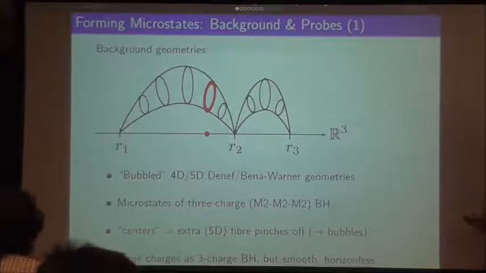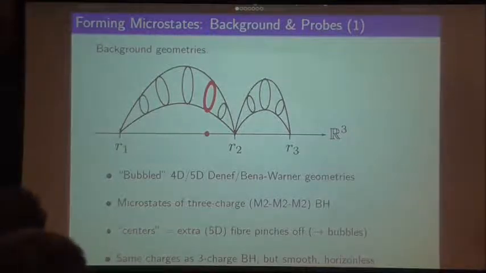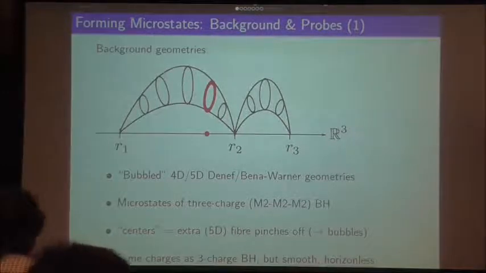So these geometries are sometimes called the Denef multicenter geometries or the Bena-Warner bubbling multicenter geometries, in respectively 4 or 5D. They are microstates of the 3-charge black holes. So if you want to think of the 11D picture, the 3 M2 charges. Or you can also think of a D1-D5-P frame. These are all related, of course.